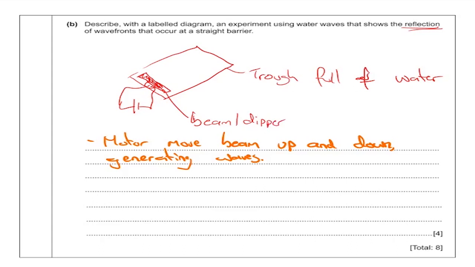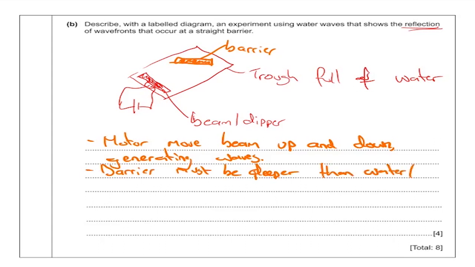And inside this trough of water, I need a long barrier. And the barrier must be deeper than the water, or the top is above the water. And then what I could do is draw what the waves will do. So the waves will come up like this, and then they'll reflect and go like this.